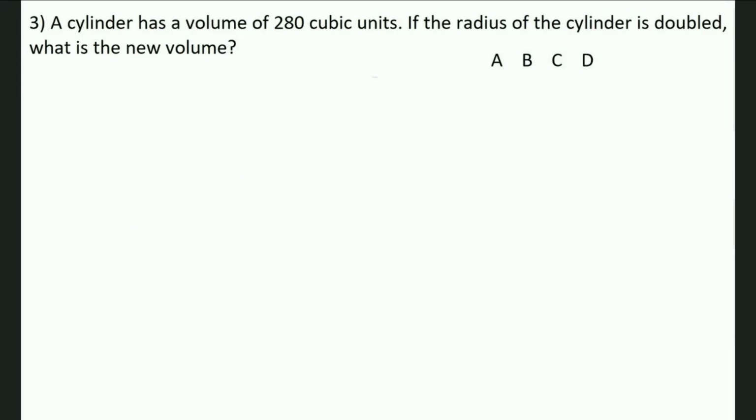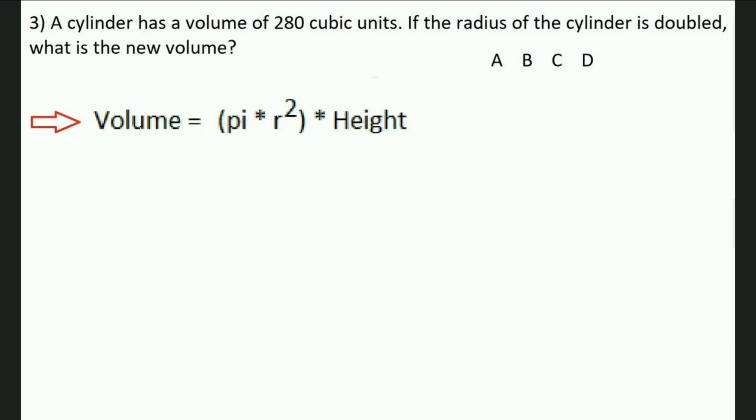A cylinder has a volume of 280 cubic units. If the radius of the cylinder is doubled, what is the new volume? Now, this is a relationship question. It requires that you understand the formula for the volume of a cylinder. You might be thinking, Mr. Lunsford, do we need to just guess until we get numbers that add up and multiply into a volume of 280 cubic units? No, let me show you.